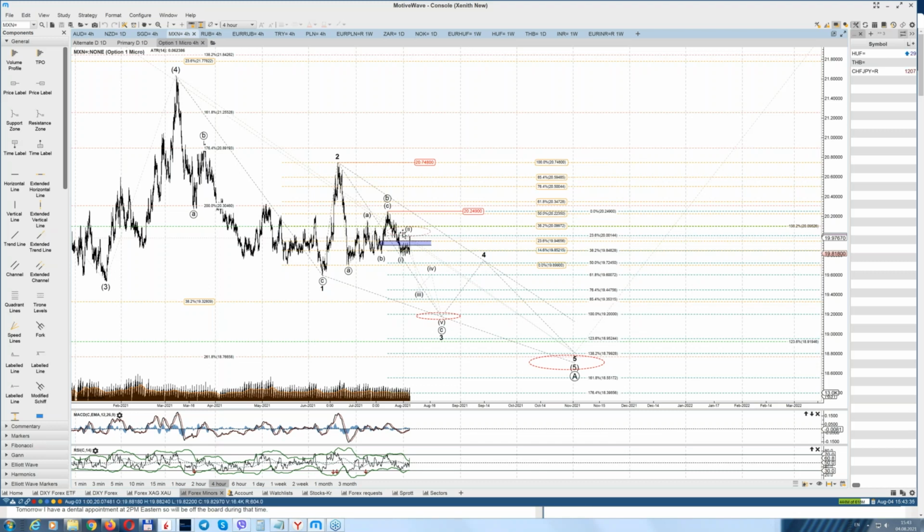Please note, this resistance could stop the rally and trigger a strong decline. To invalidate the count, the pair has to break over 20.2490.